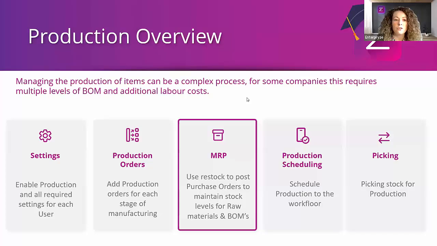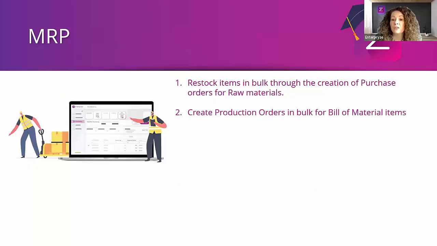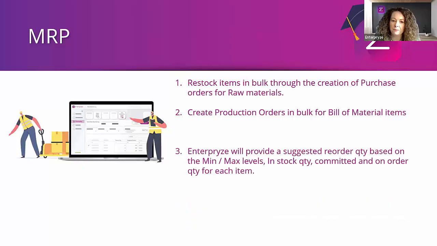So let me just remind you about the MRP and what it is that it can do. As I've mentioned, you can restock items in bulk through the creation of purchase orders for raw materials. It can also be done for bill of materials. We can create production orders in bulk for bill of material items. So you could do an MRP run for components, ensure that that stock is there. And if sufficient stock, then you could select a certain product group or run for production through the MRP and then create production orders based on those requirements for the finished items as well. So to save you doing the manual production order entries.